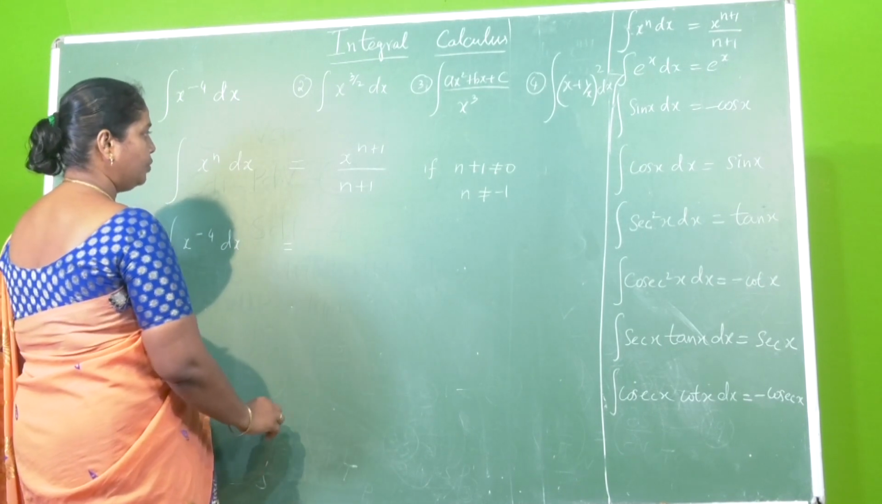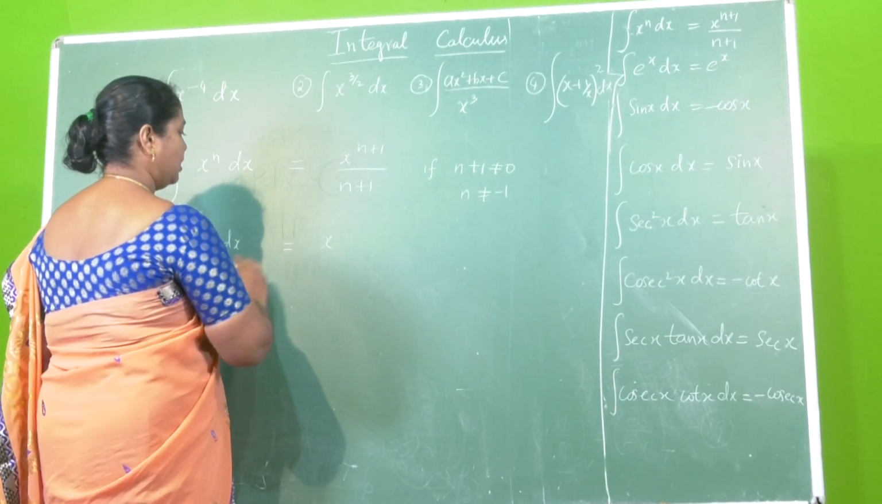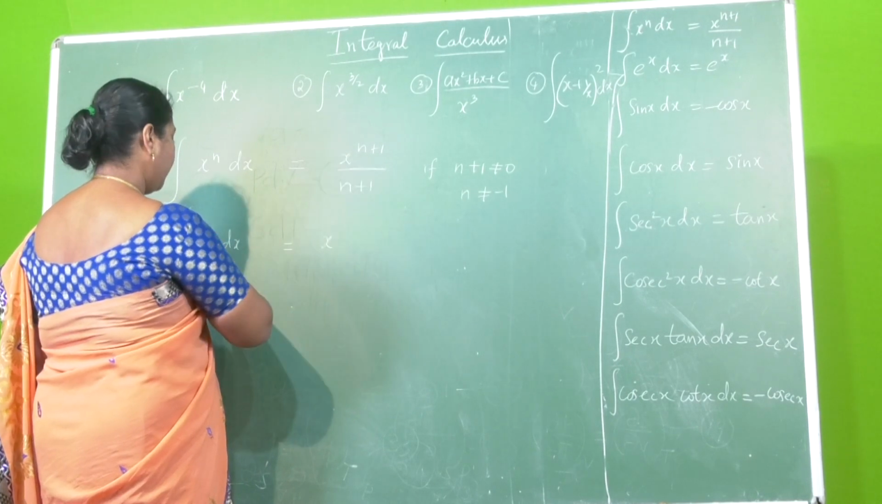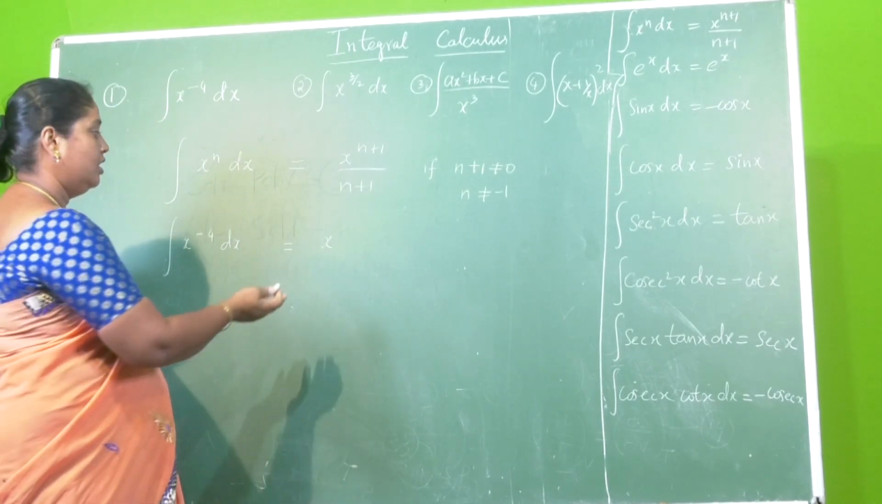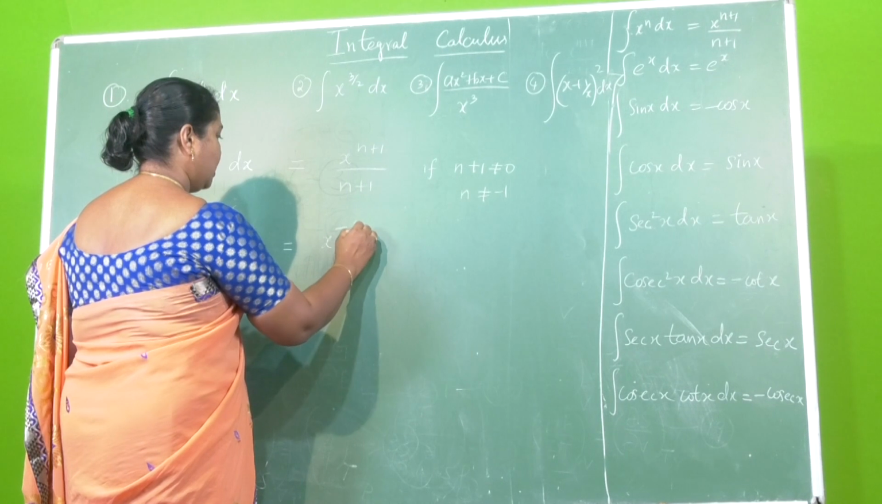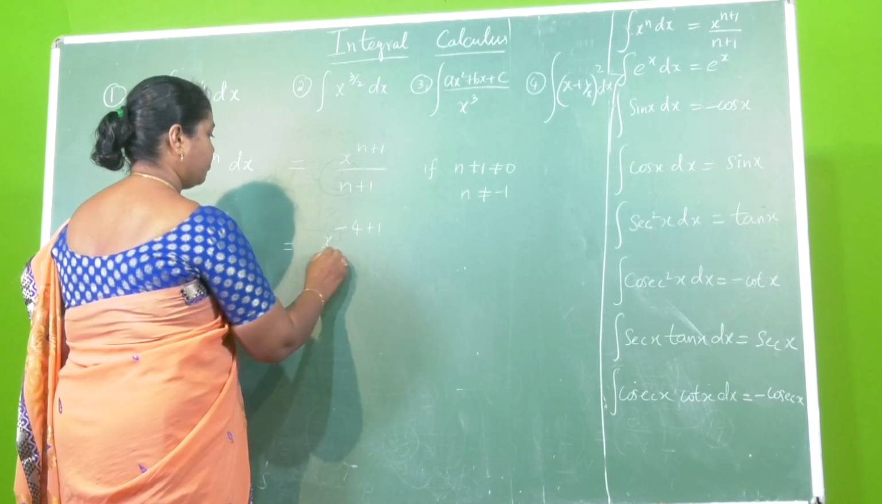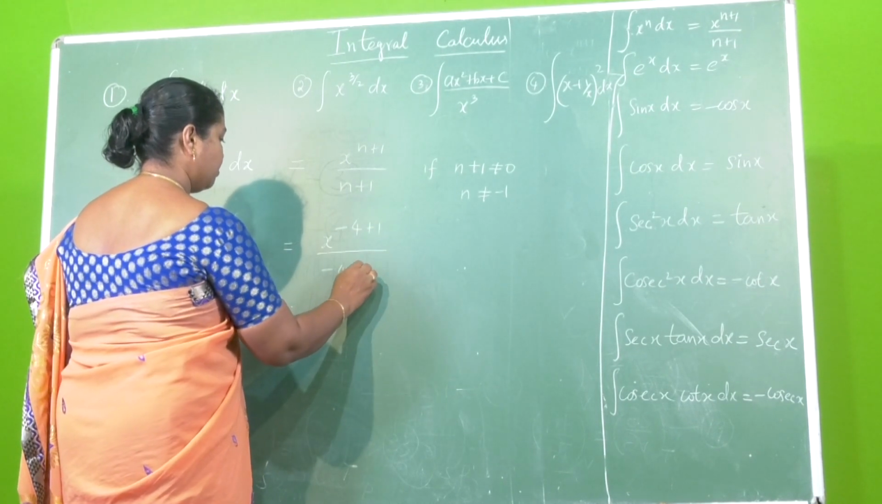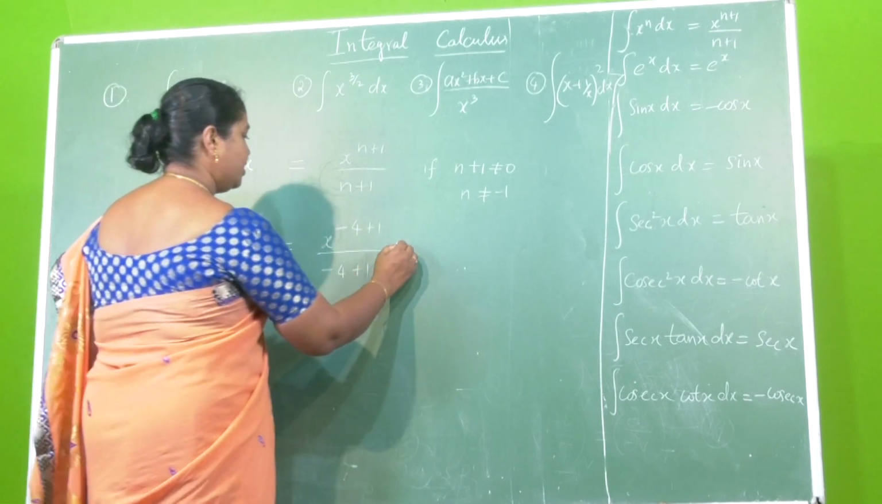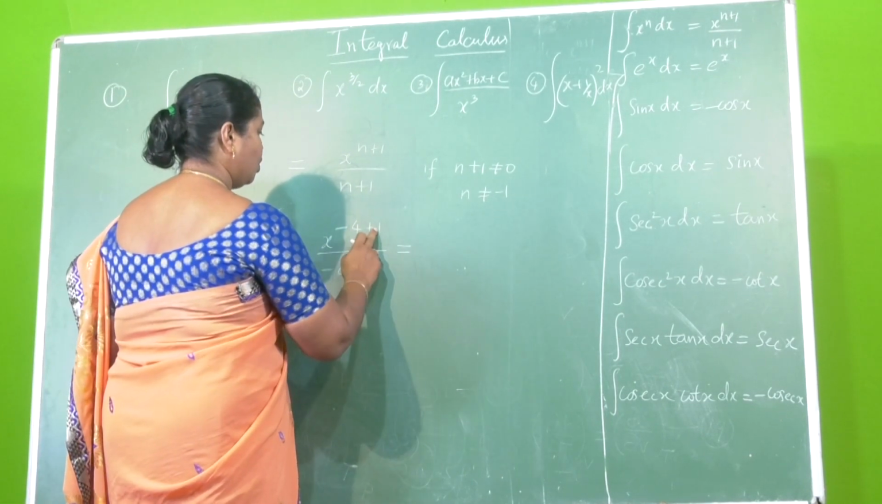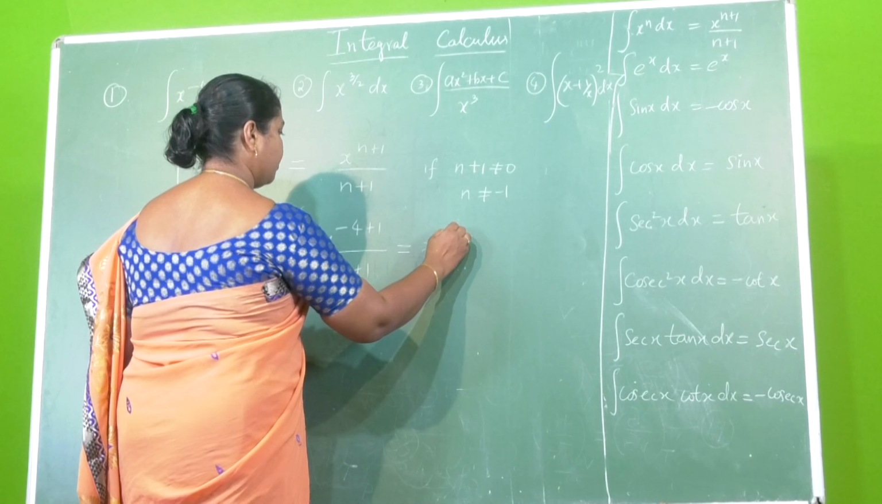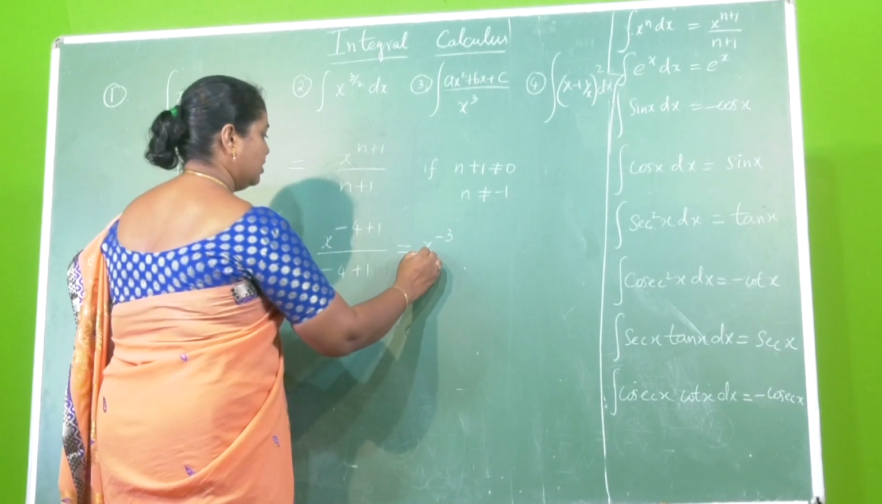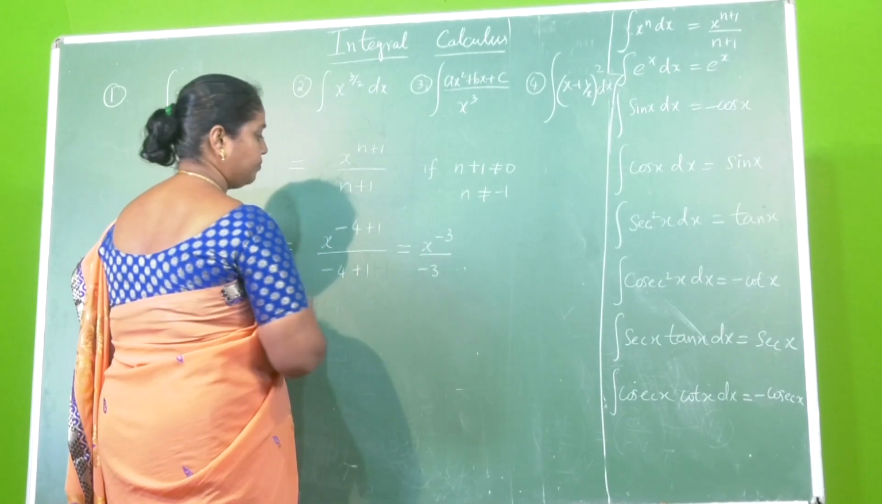So this is equal to x power, if you replace n by minus 4, what will you get? It will be x power minus 4 plus 1 divided by minus 4 plus 1. So minus 4 plus 1 is nothing but x power minus 3 divided by minus 3.